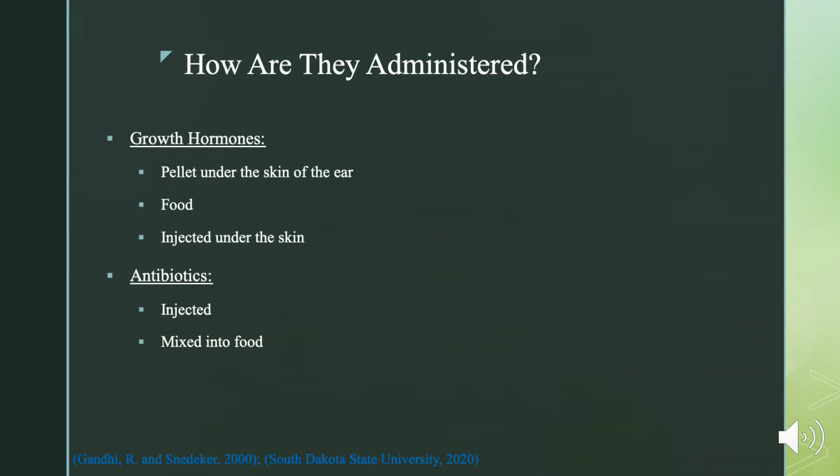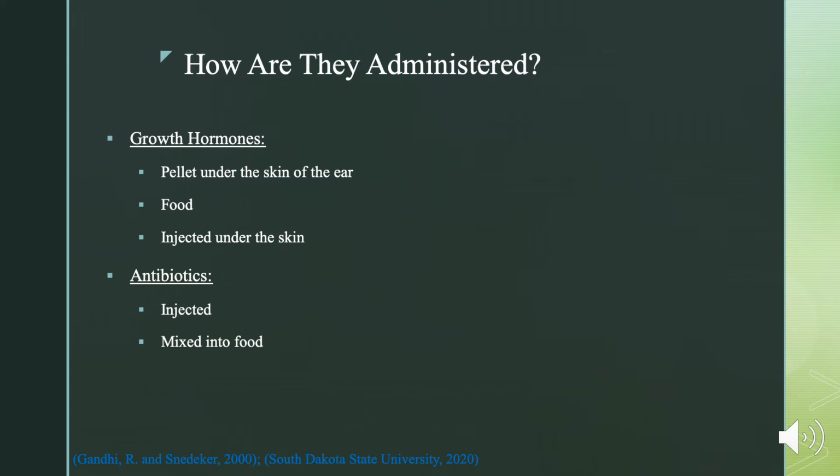So how are these substances administered? Hormones and antibiotics are both administered in similar ways. Hormones can be given via pellets, which are implanted underneath the skin of the cow's ear with a gun. They can also be mixed into their feed or into their drinking water. Antibiotics can also be given with injections or mixing into their water or in their feed.